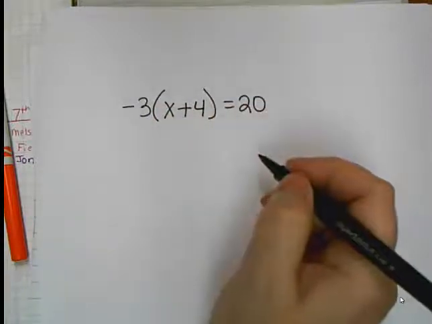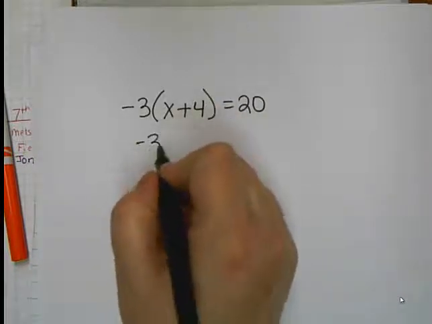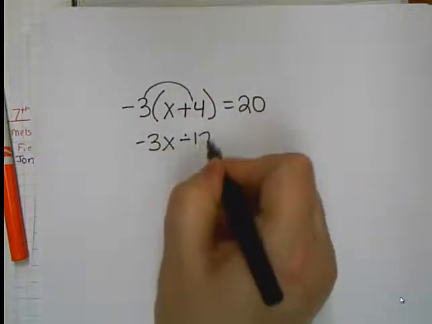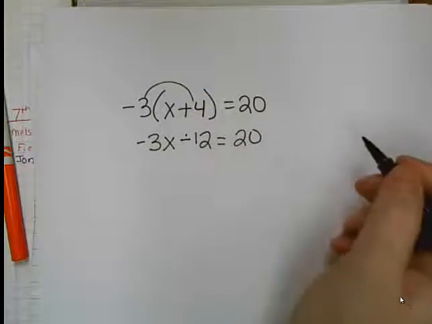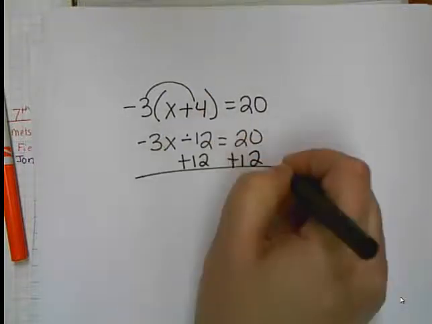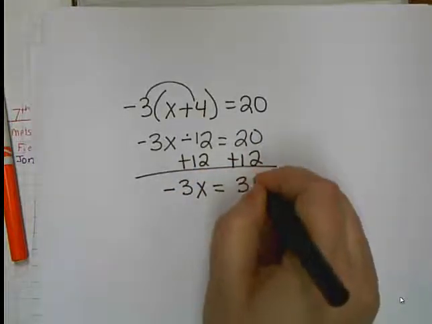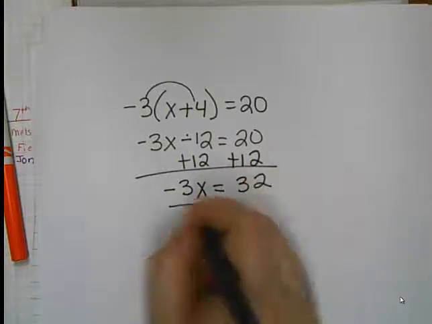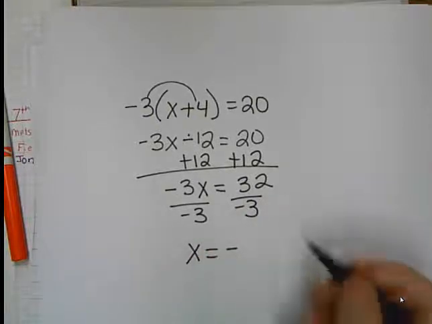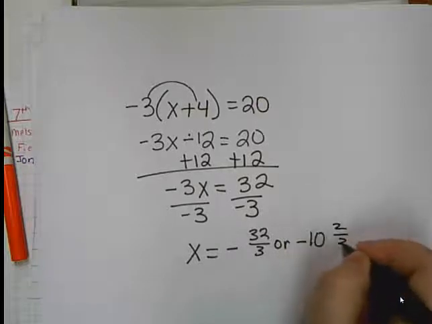All right, so let's look at this one. What's negative 3 times x? Negative 3x. What's negative 3 times 4? Minus 12 equals 20. Add 12 to both sides. Negative 3x equals 32. Divide by negative 3. x equals negative 32 over 3, or negative 10 and 2/3.